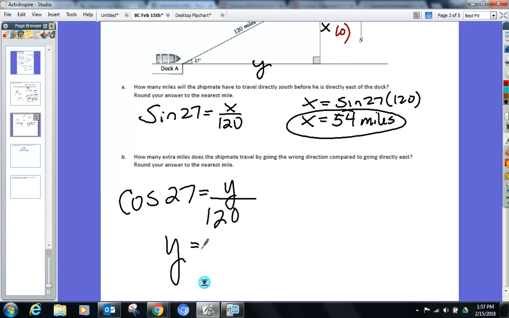Y is equal to, I think I did it this way as well, cosine. No, I use sine. I use totally different way. No, I use cosine. 106.92. Is that where we're getting?